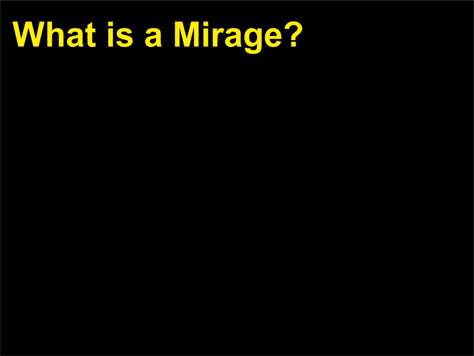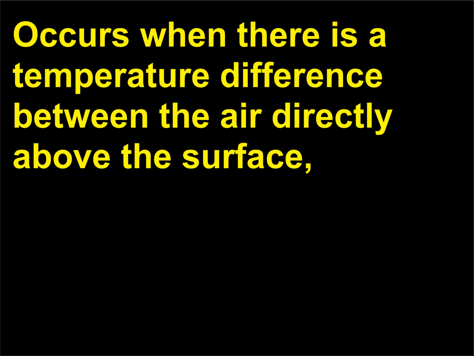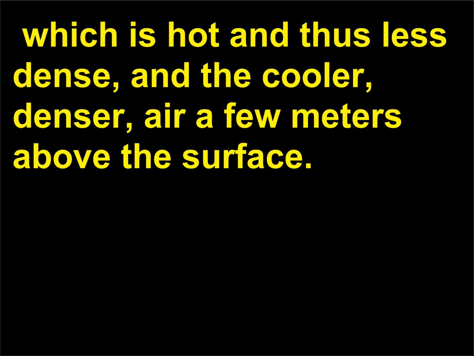What is a mirage? Occurs when there is a temperature difference between the air directly above the surface, which is hot and thus less dense, and the cooler, denser, air a few meters above the surface.